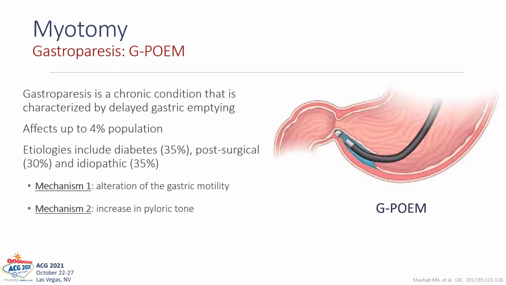Moving on to gastroparesis and G-POEM. Gastroparesis is, of course, often a chronic condition that's characterized by delayed gastric emptying and affects up to 4% of the population. Etiologies of chronic gastroparesis include diabetes, post-surgical, and idiopathic. And the mechanisms here are either alteration in gastric motility or increase in pyloric tone.